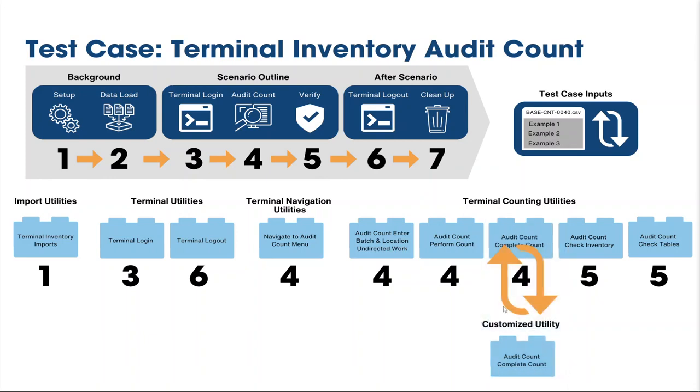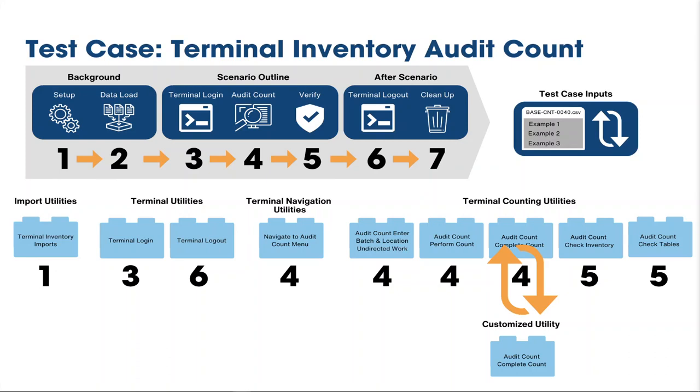For example, your site may have a unique workflow to call a supervisor in the event of a shortage for an expensive inventory item. This would require you to modify the audit count complete count utility to account for that workflow. This functionality is what we refer to as layers. You can generate layers for specific sets of functionality that are associated to a given template or site.